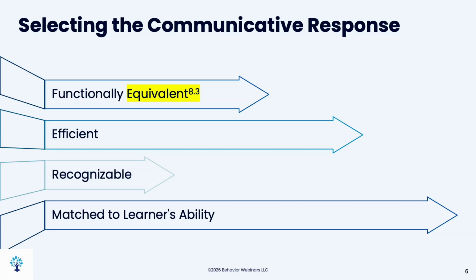So it has to be functionally equivalent, efficient, and recognizable by you as well as other people. So you always want to think, would mom's friend or a caregiver's friend also know what this means? Would peers know what this means? And you want to match their ability, whatever their communication ability is at the time, whatever they're using as far as devices go, whatever's most comfortable to them or they use the most, that's what you want to do. This is to develop communication responses to meet the function. Primarily, we want to meet the function.